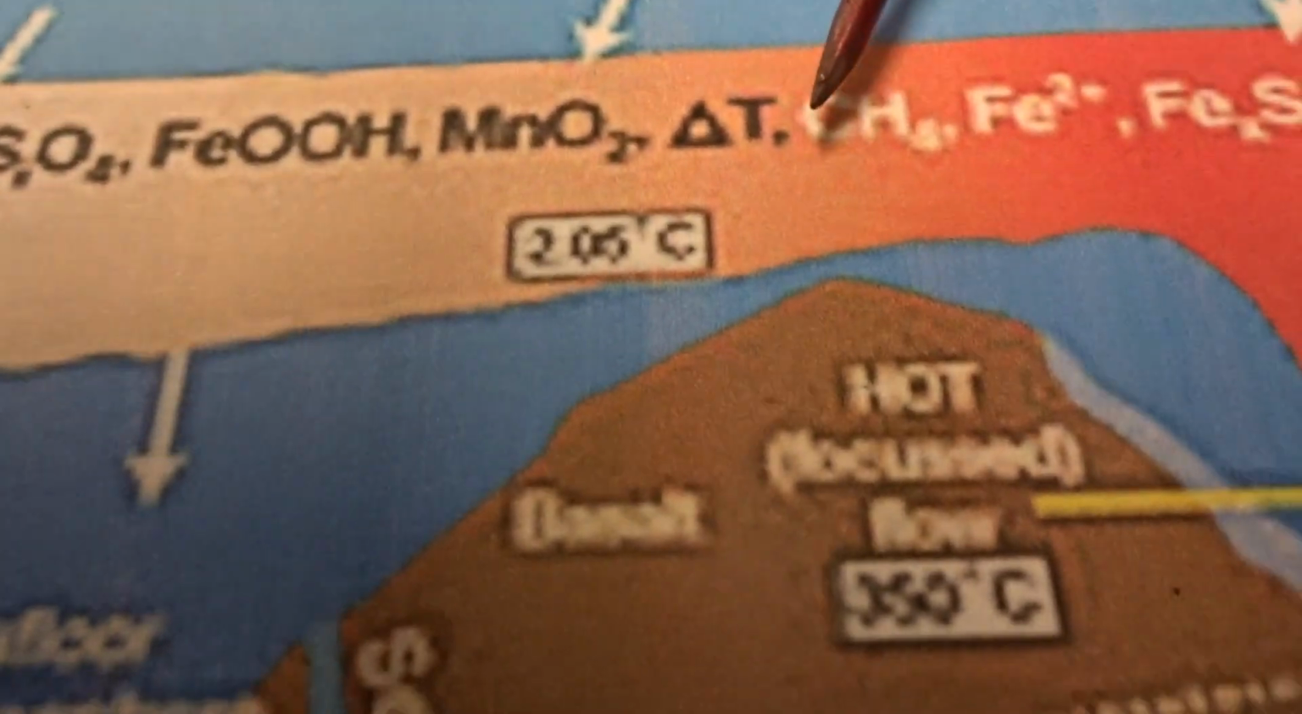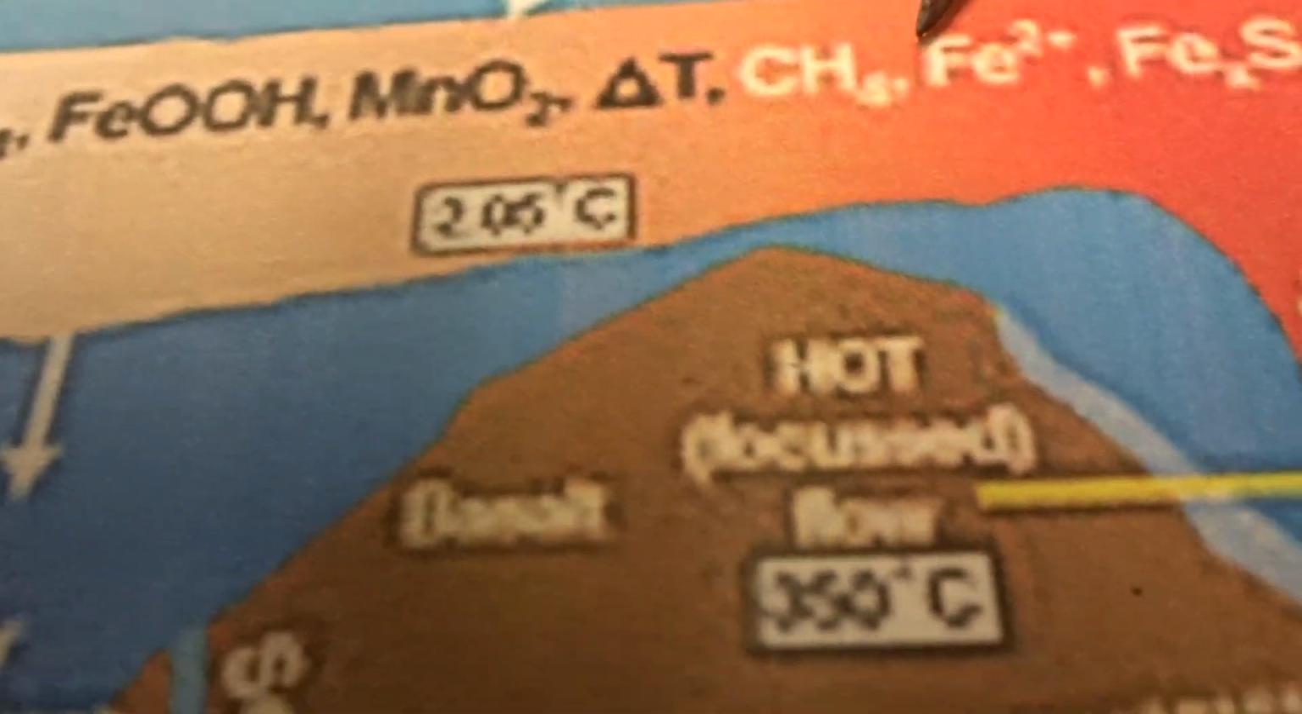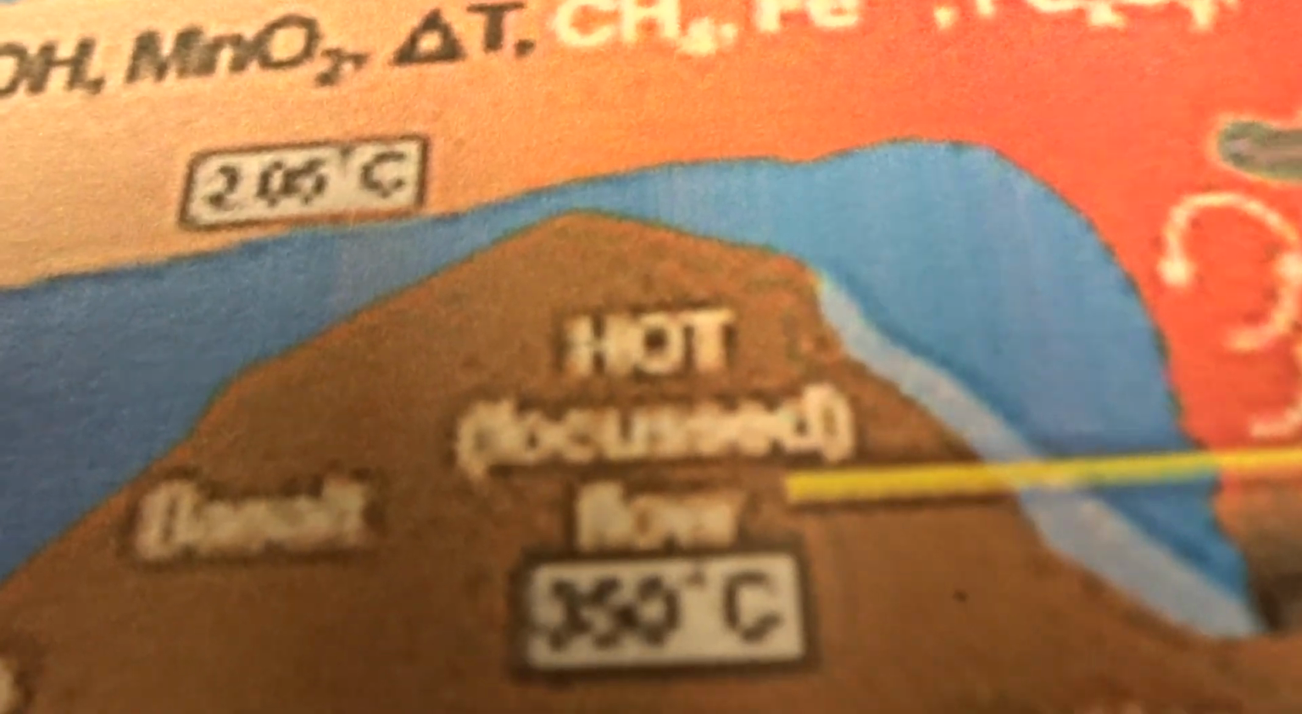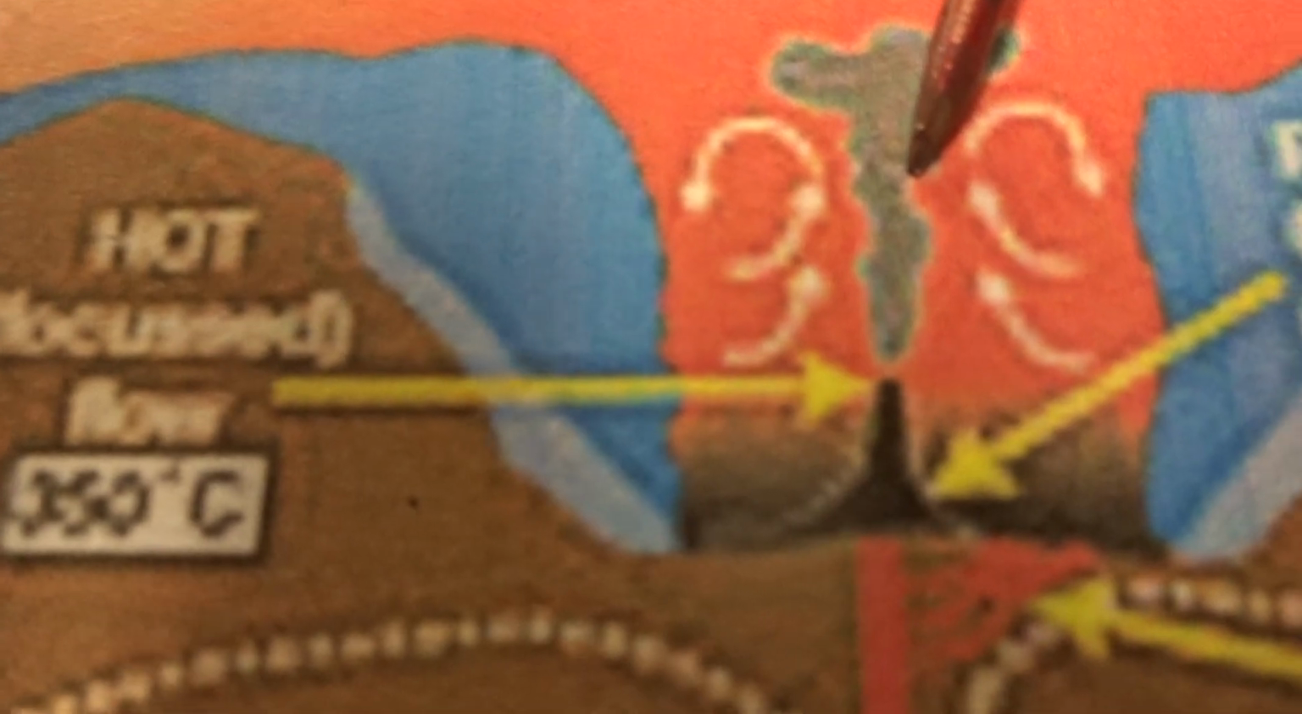From the rift zone, we get helium, manganese, H4S2O4, I'm not sure what that is, iron hydroxide, MnO3, there's a change in temperature, of course it's hot, methane, iron, and FeXSY to the 1. We got radon-222, hydrogen gas, and hydrogen sulfide coming up from the continental rift.